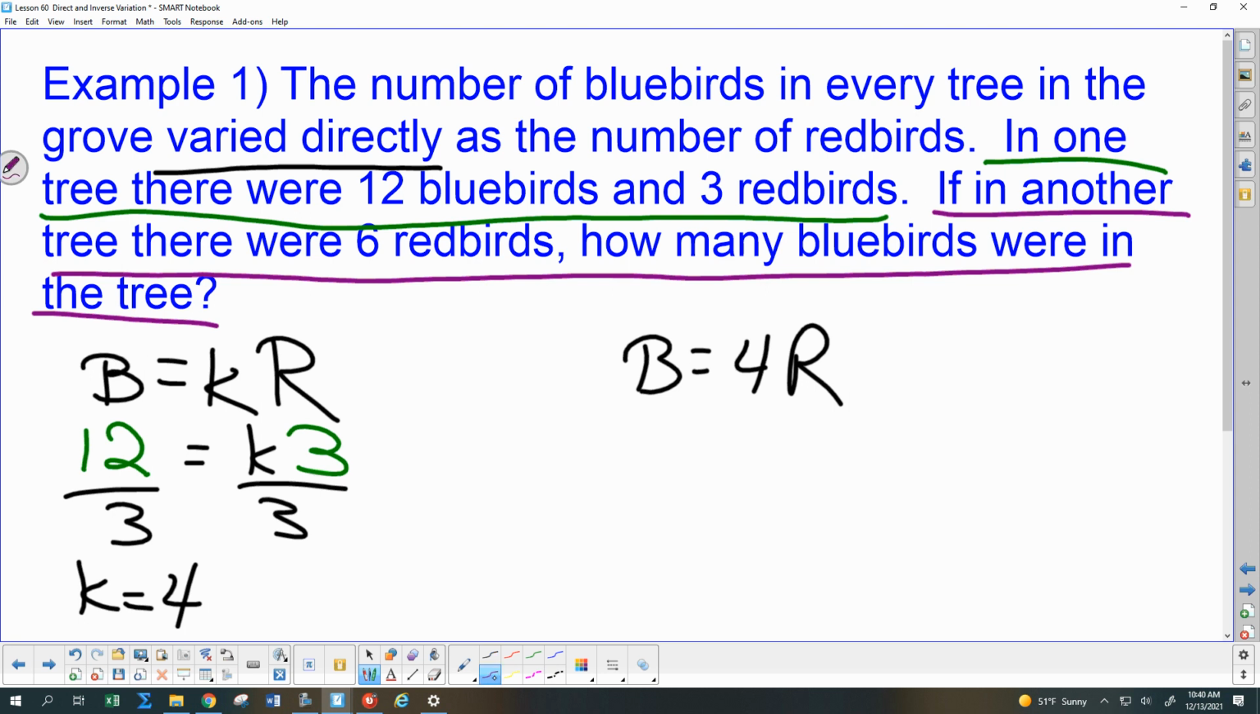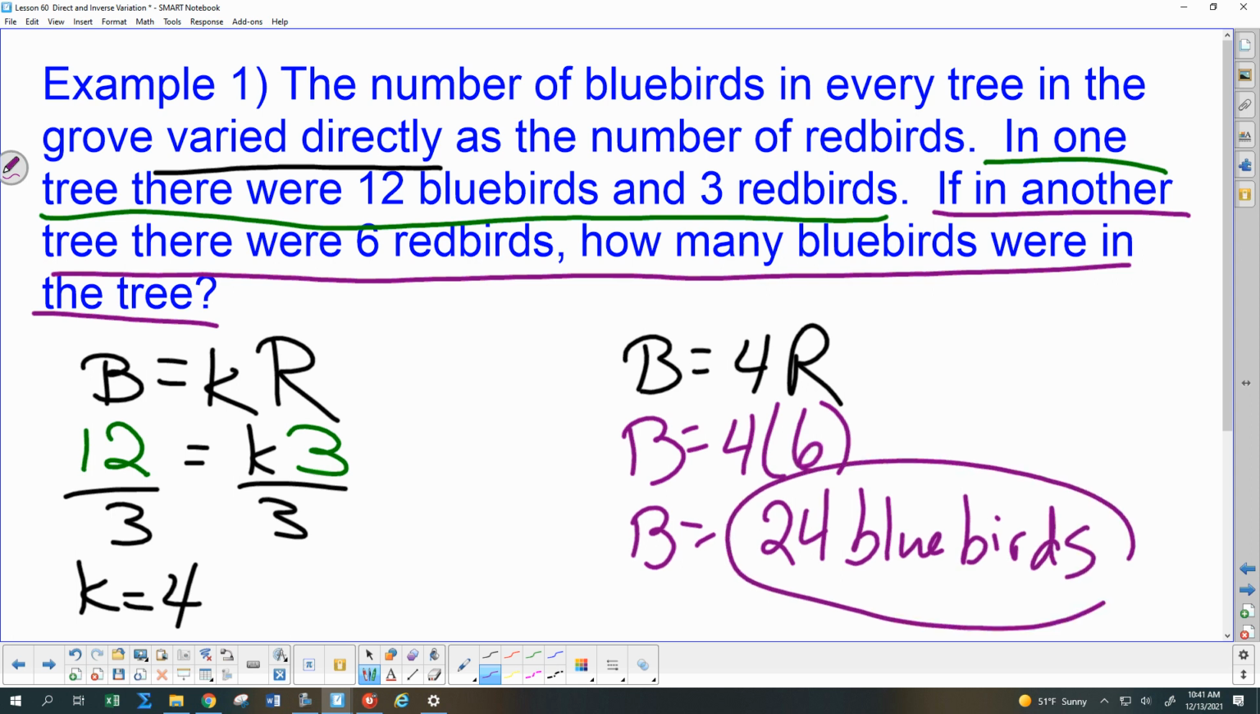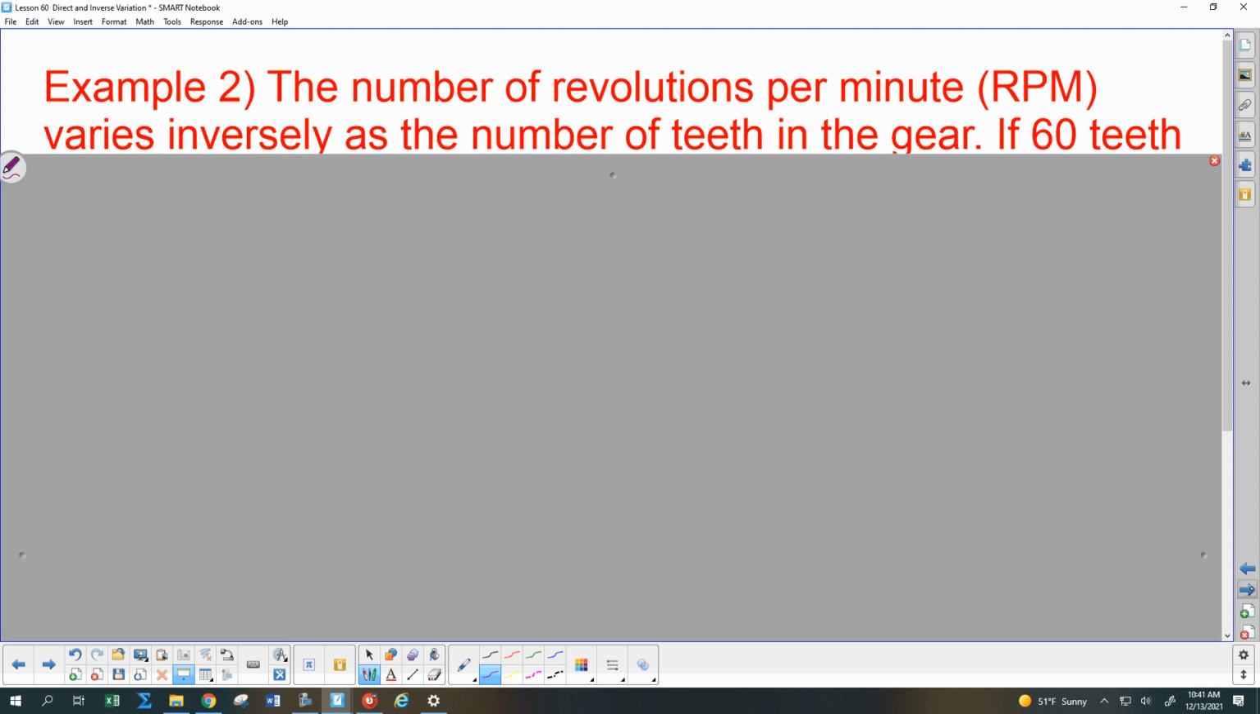So now we know that there are 6 redbirds, and we need to figure out how many bluebirds there are. So everybody shout out, how many bluebirds do we have? 24 bluebirds. What do you think? Pretty easy problems? I thought you would kind of like this lesson because it is not that difficult. Let's do a couple more together, then a couple on whiteboards, and then homework.